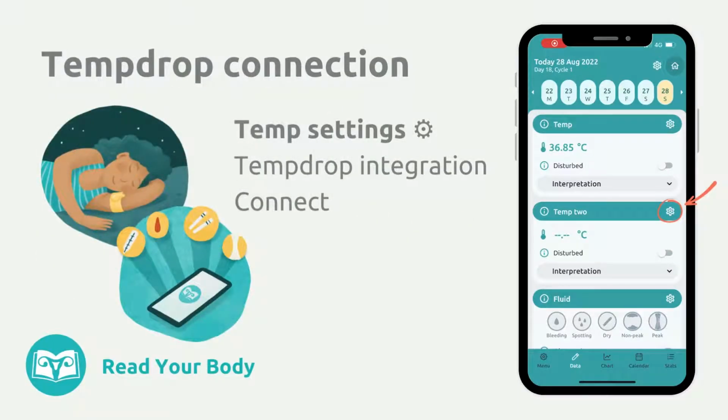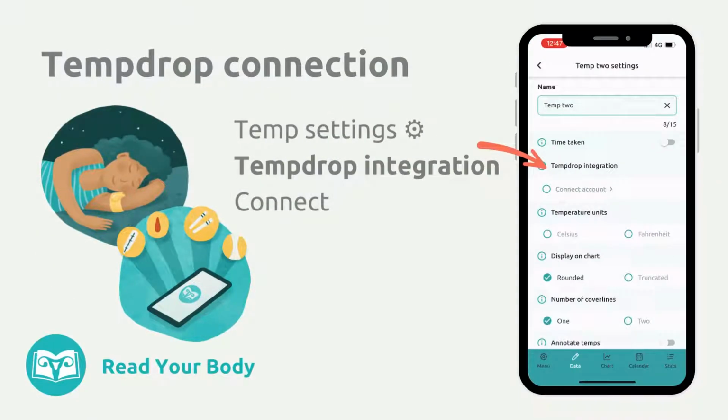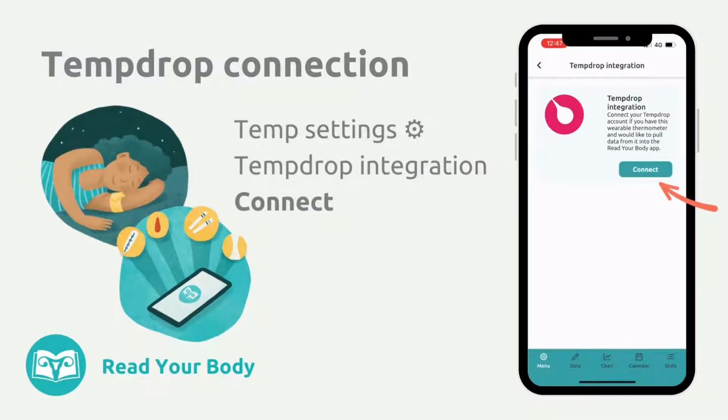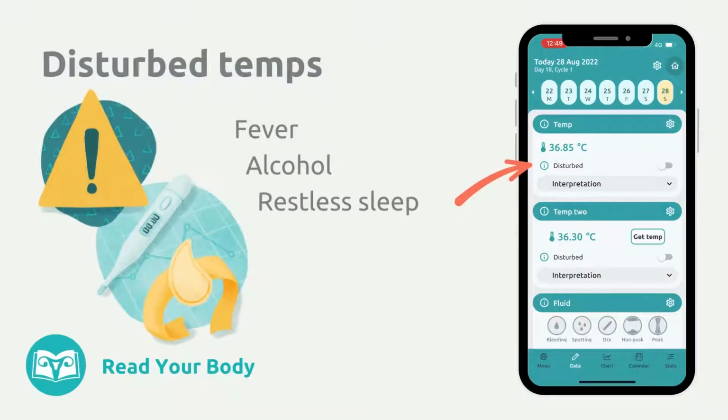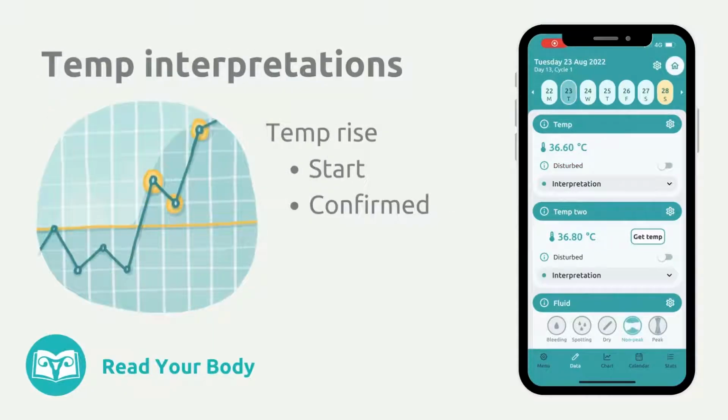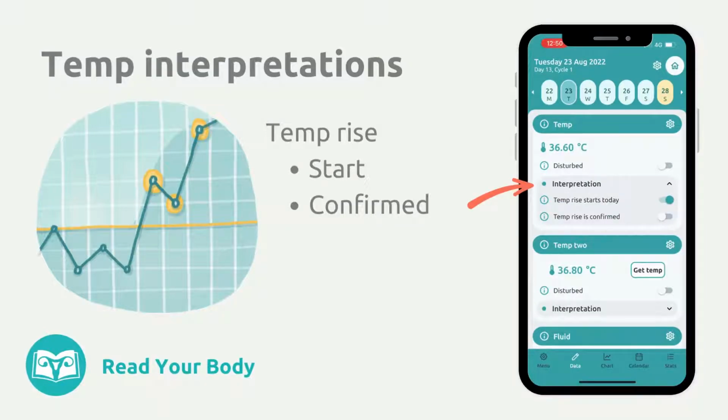You can also connect with the Tempdrop app to pull data from their wearable sensor. When you tap to get your Tempdrop temps, values on previous days will be auto-updated if needed. If a temperature is disturbed due to a known factor like a fever or alcohol the night before, you can mark it as disturbed. When you observe and confirm a sustained temperature rise, you can mark these interpretations in the app.